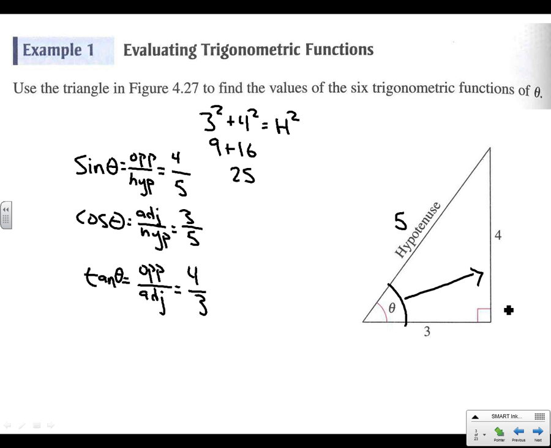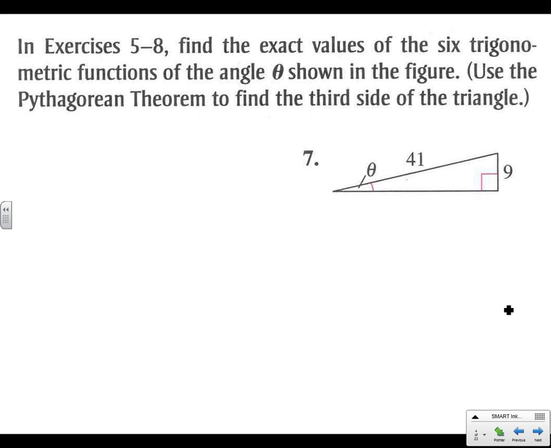And knowing that, we can go straight to the last 3. Cosecant theta is sine flipped upside down, 5/4. Secant theta is cosine flipped upside down, 5/3. And the last one, cotangent, is tangent flipped upside down, 3/4. So go ahead and see if you can knock this out yourself for problem 7.